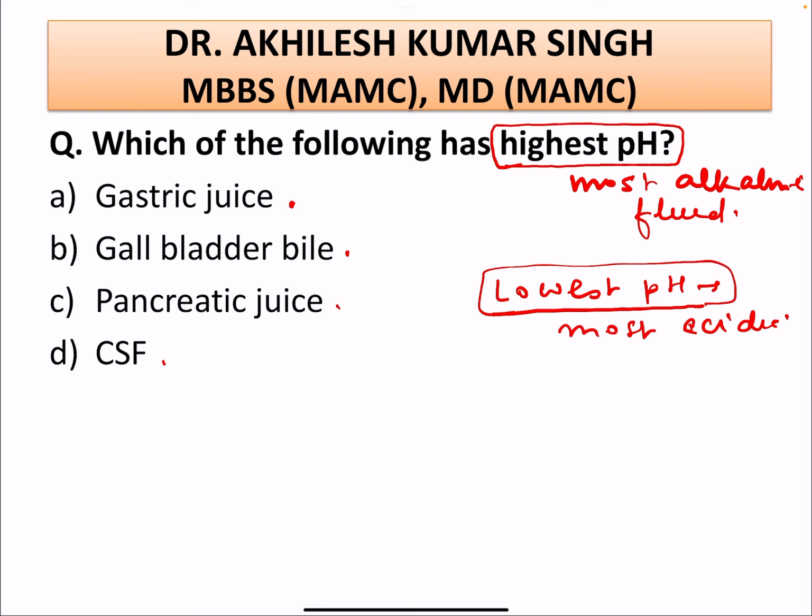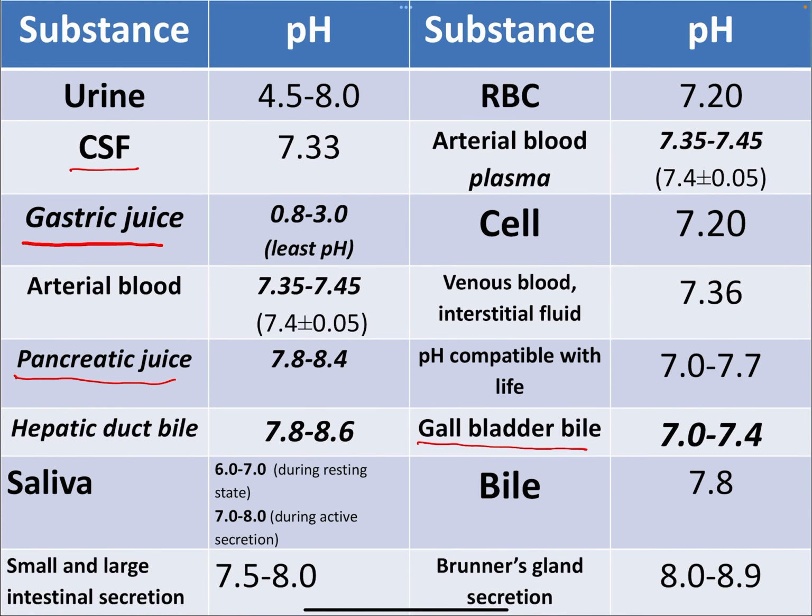So let us go ahead and see the table here. The gastric juice pH is 0.8 to 3.0, CSF it is 7.33, pancreatic juice it is 7.8 to 8.4, the gallbladder bile it is 7.0 to 7.4. So we have been asked which of the following has the highest pH. Of the given options, the pancreatic juice has the highest pH, right?